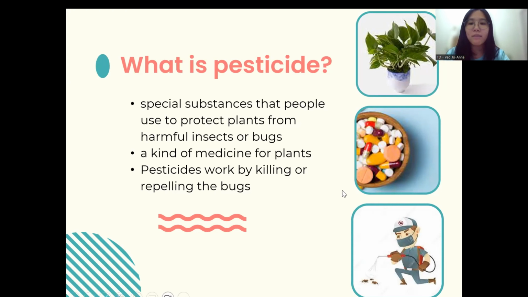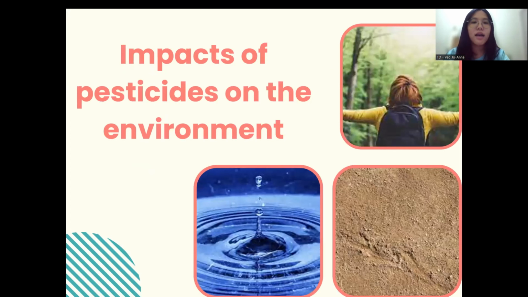When plants are attacked by insects, the insects can eat the leaves, fruits, or vegetables. This can make the plant sick or even die. Pesticides work by killing these bugs so that the plant can grow strong and healthy. So, now I will explain the impact of pesticide on the environment.